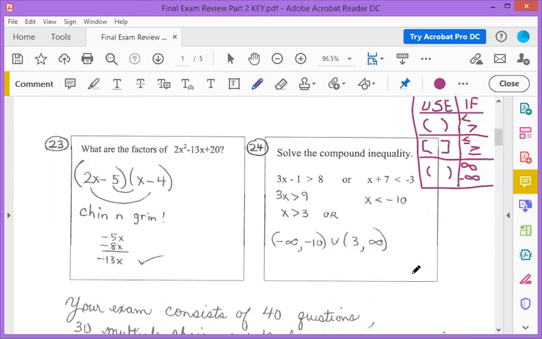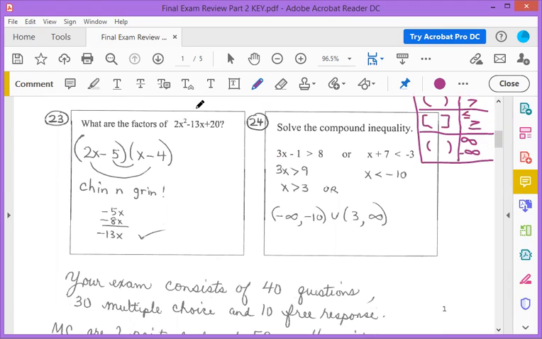Now for problem 23, what are the factors of negative 2x squared minus 13x plus 20? To factor negative 2x squared, we factor using 2x and 1x. And then to factor 20, we use negative 5 and negative 4. The reason we're using both negatives, remember a negative times a negative gives us positive 20. However, when we add these two numbers, we're going to get a negative value. Our middle term is negative.